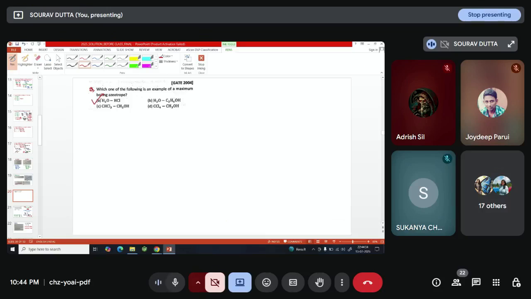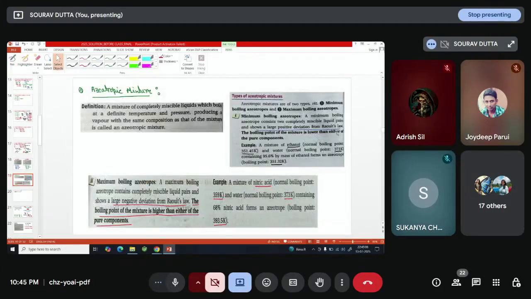In other cases, chloroform-methanol, CCl4-methanol, water-ethanol, in all cases, after mixing, the interaction will be reduced. That means interaction will be reduced, that shows positive deviation. And those that show positive deviation, what do they become? They become minimum boiling azeotropes. Those that show negative deviation become maximum boiling azeotropes. Just I am writing in the previous slide. So minimum boiling point azeotrope means large positive deviation.